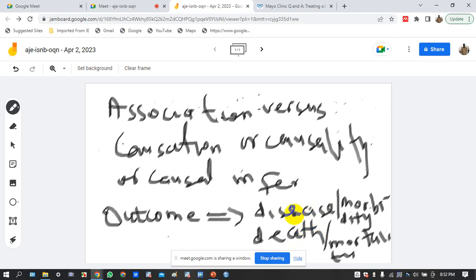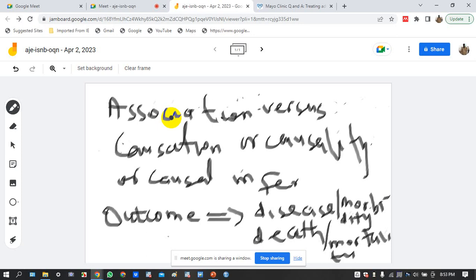So the outcome can be somebody who had the disease or died, or it can be that some had the disease, some did not have the disease. So that's the outcome. But the risk factors are the predictors, or the factors that were associated with the disease. When we say a risk factor, or when we say causation, it means that the risk factor was able to cause the disease.